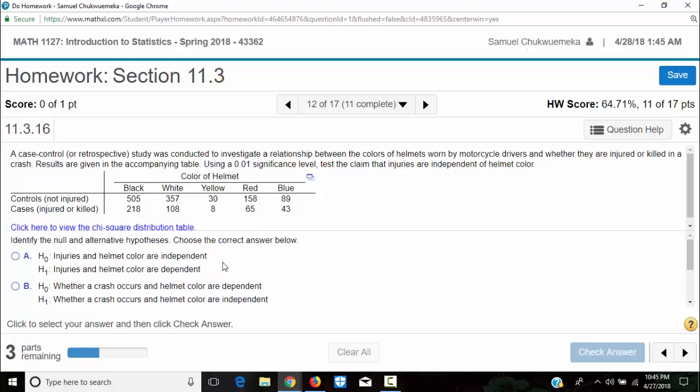So the null is that injuries and helmet color are independent. The alternative is that the injuries and helmet color are dependent, because it says here test the claim.